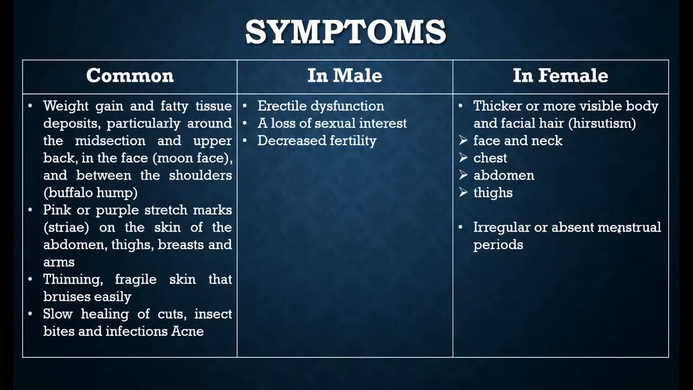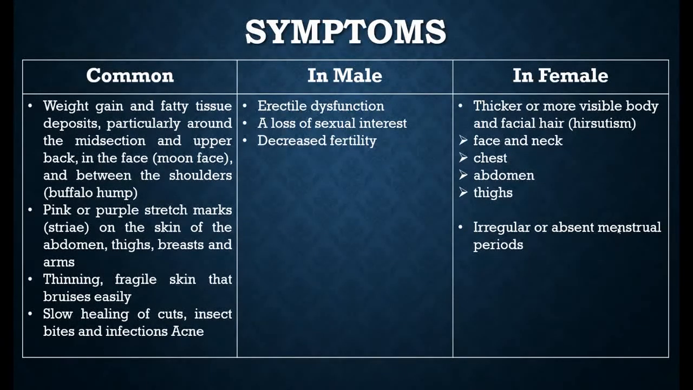The second symptom is pink or purple stretch marks on the skin close to the abdomen, thighs, breasts or arms. Your skin will become thin and very fragile, so that even a small injury can become a bruise, and a small bruise can become a big one. There will be slow healing of cuts or insect bites, and there will be acne.